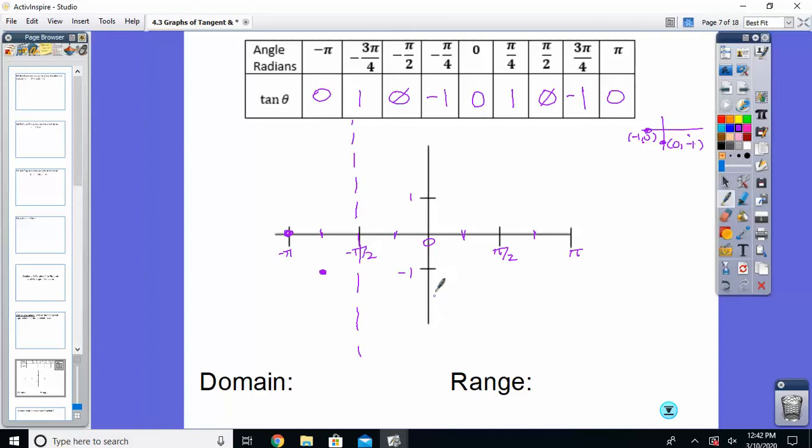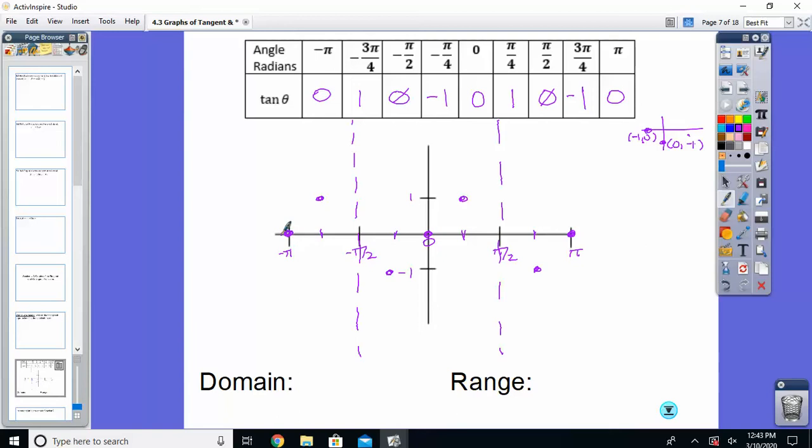We talked about asymptotes in algebra. The line we're getting close to, but not actually touching. Whoops. I said 1, and I plotted that point at negative 1, didn't I? At negative 3 pi over 4, the point was 1. At negative pi over 4, we're at negative 1, 0, 0, pi over 4, 1. 3 pi over 2 is again undefined. 3 pi over 4 is negative 1. And pi is 0.